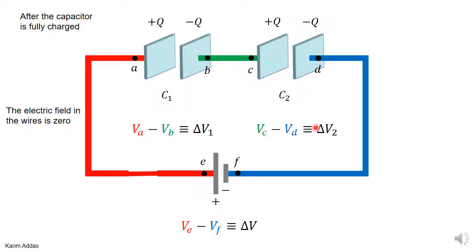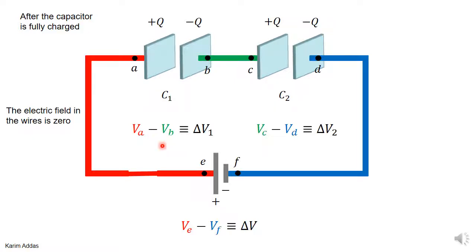Now let's define points so that we can talk about potential differences between different points. Let's call the point A the left side of this capacitor plate, the point B the right side of this capacitor plate, the point C the left side of this capacitor plate, and the point D the one on the right of this plate. And point E to be on the left side of the battery, point F to be on the right side of the battery.